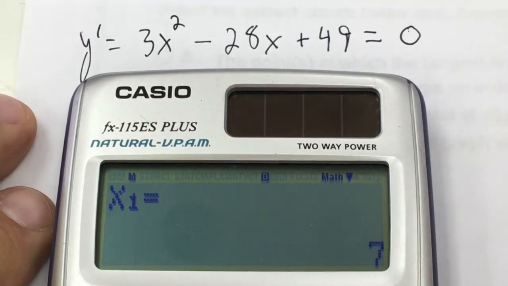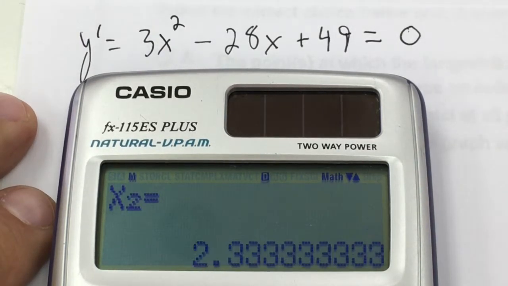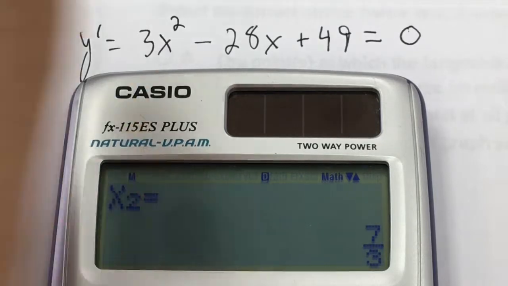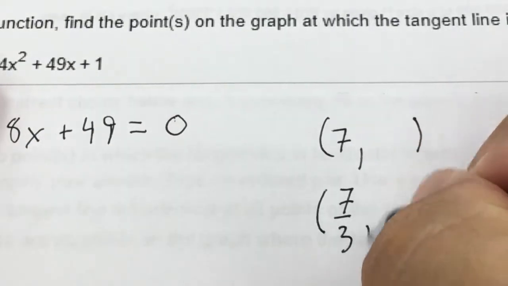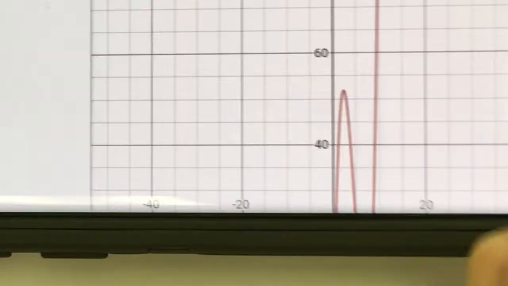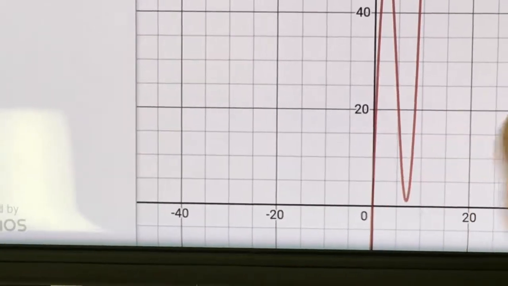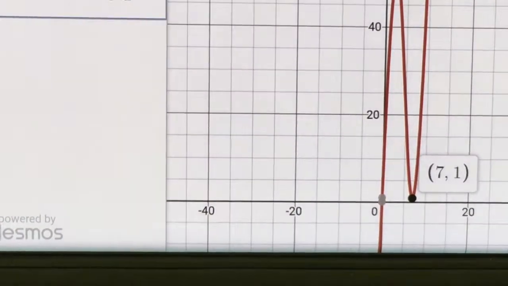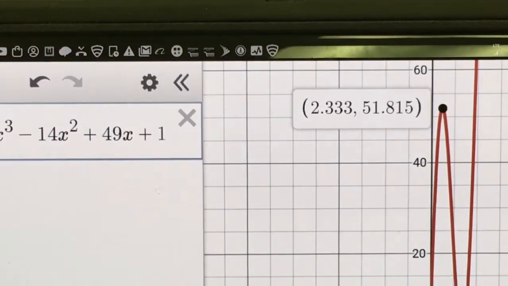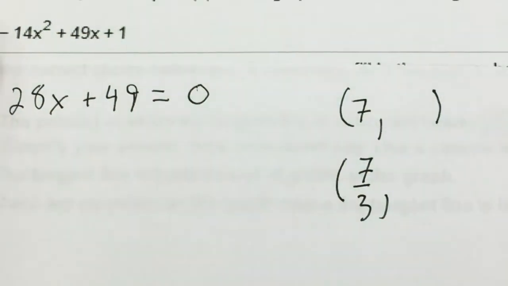I need to figure out what the y value is. 7/3, or 2.33. 7/3 is the other x value. And let's recall, from the graph, we had those values. Now to find the y value, I have to plug it back into the original. So I have my 7, I have my 7/3.